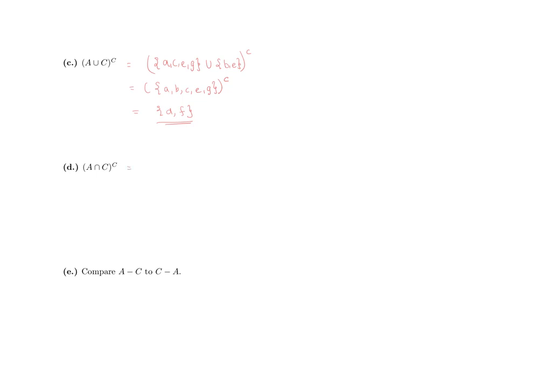Let's do the same thing with the intersection. The intersection of A, C, E, and G with B and E is only going to be, as we already found out earlier, the element E. And we want to find its complement, any element that's in the universal set that is not E. So that would be A, B, C, D, F, and G.